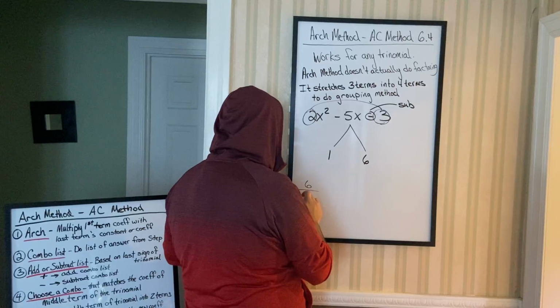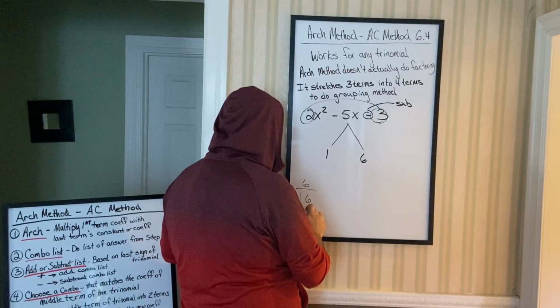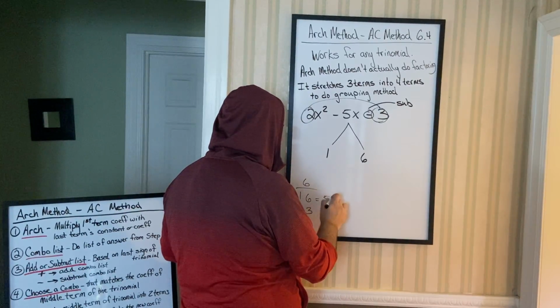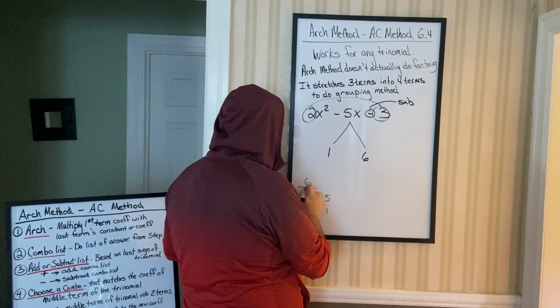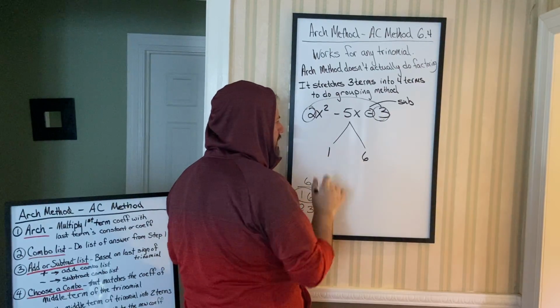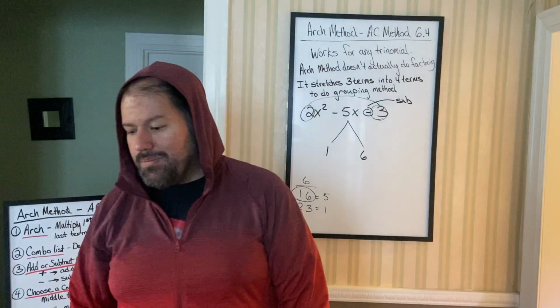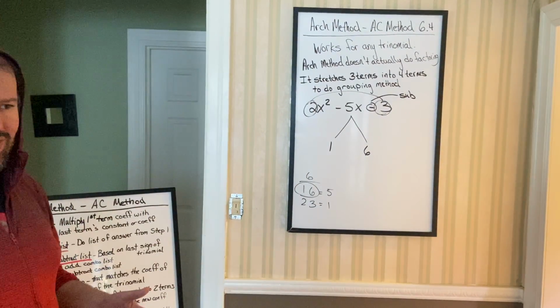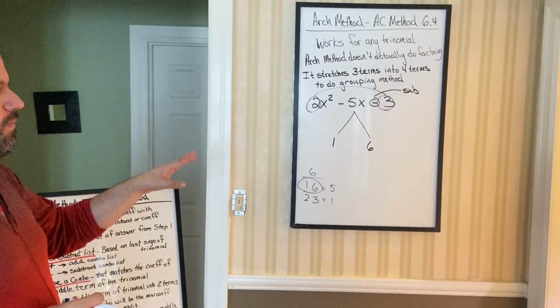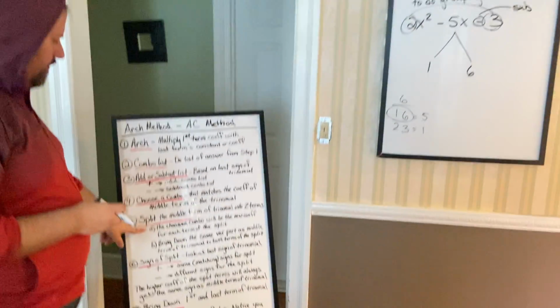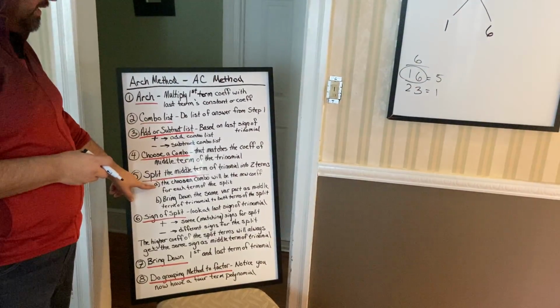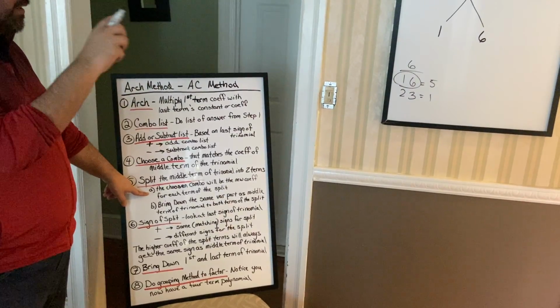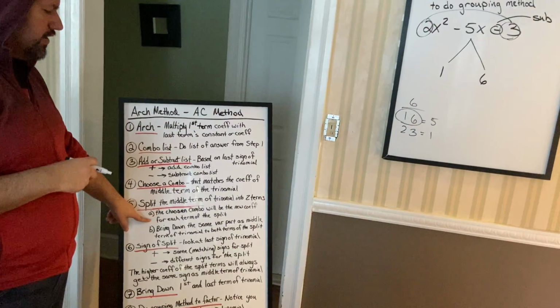Why 1 and 6? Because remember when we did our list, our combo list, it is our chosen combo. So I did 1 and 6. Does it matter if I put the 1 first or the 6 first? No, not in the arch method. So now that I have the 1 and the 6, I have the chosen combo, which will be the new coefficients for each term.